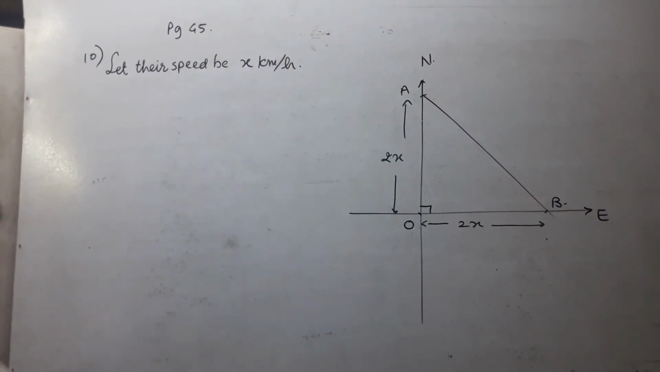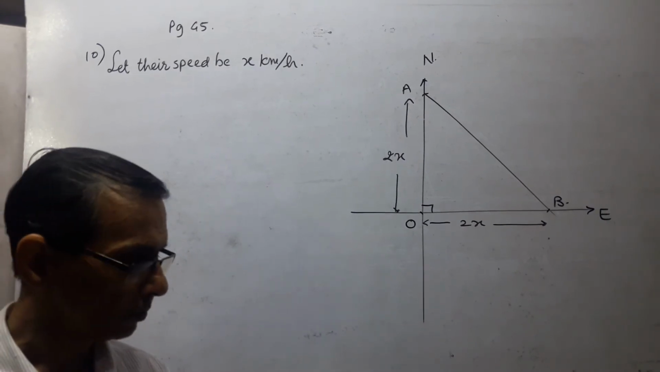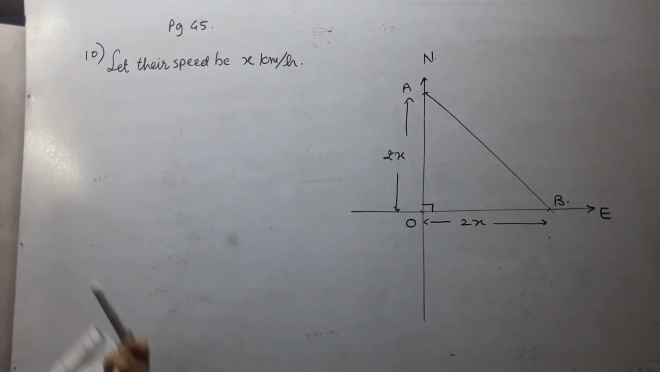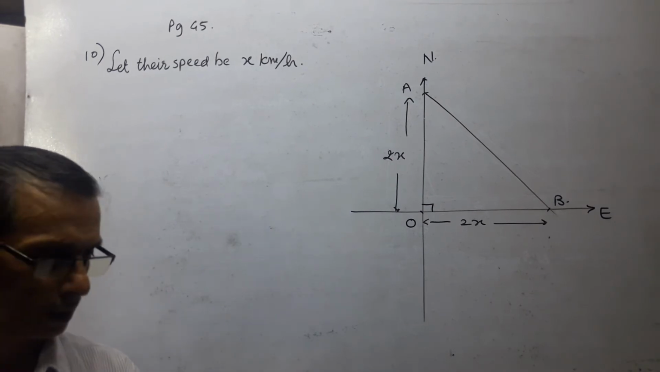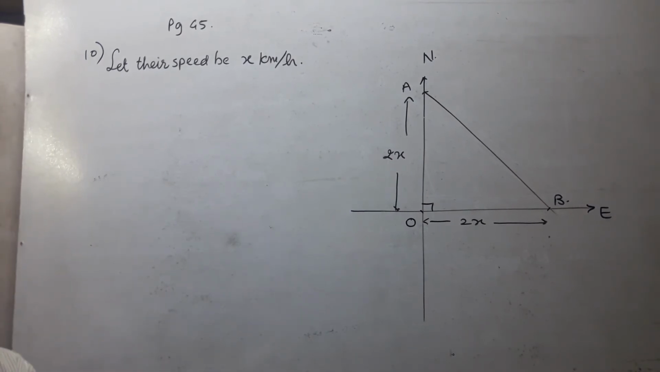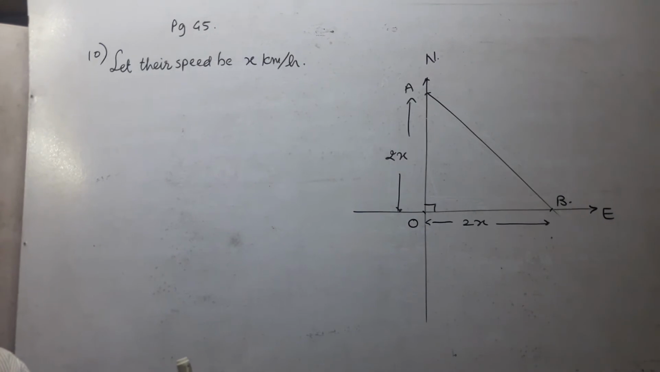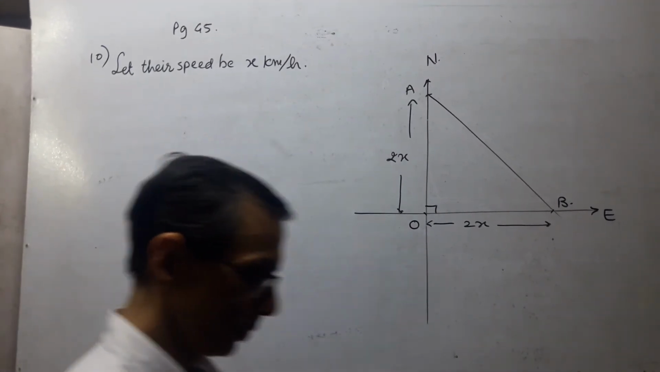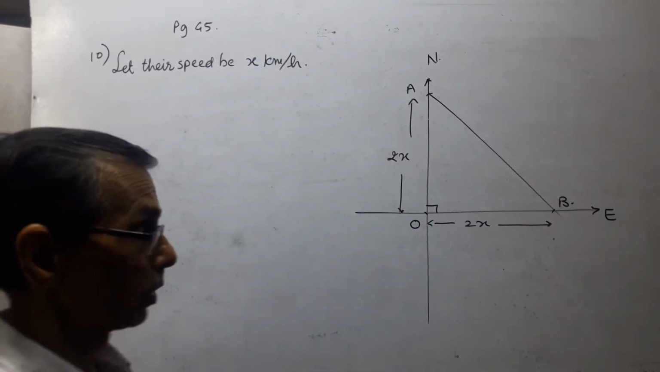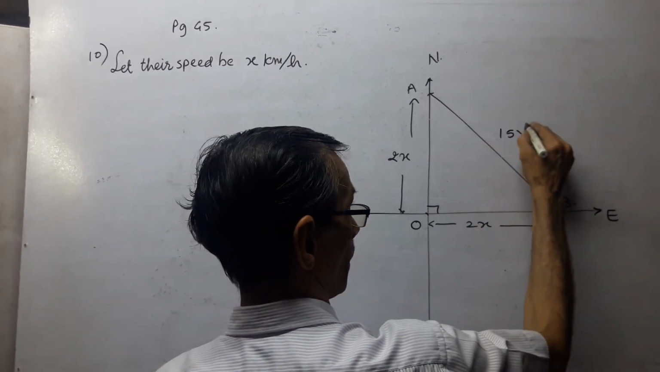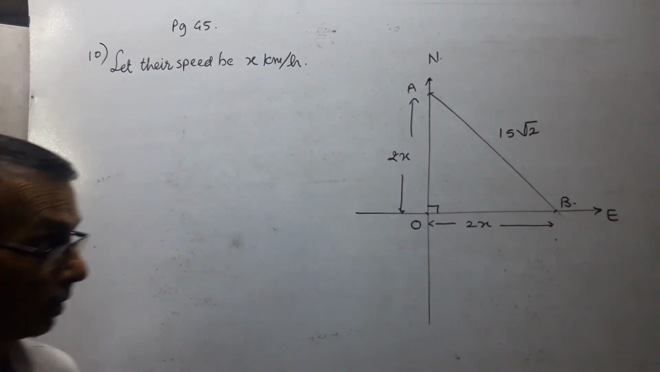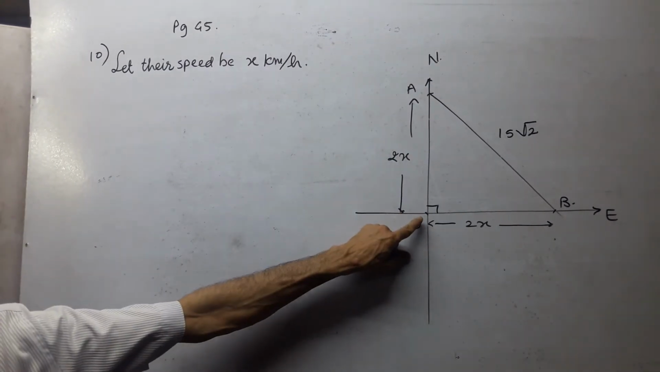Now let us take the sum on page 45, 10th sum. Pranali and Prasad started walking, one to the east and the other to the north respectively. They started from the same point, and with the same speed they go. After 2 hours, the distance between them was 15 root 2. Find their speed. So the distance between them was 15 root 2. Achha, suppose O is a point.